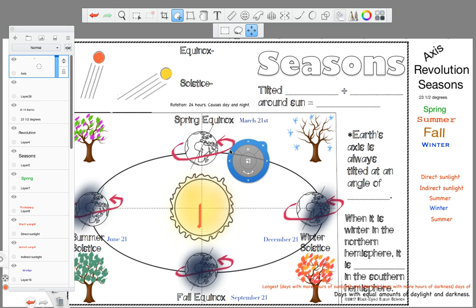Hi everyone. So today we're going to talk about what causes the seasons that we have on Earth. You should have a sheet that looks like this in front of you. If you weren't able to print it out, my suggestion would be to draw on a blank piece of paper, snap a picture, and submit your assignment that way. Or you could also use Google Drawings.